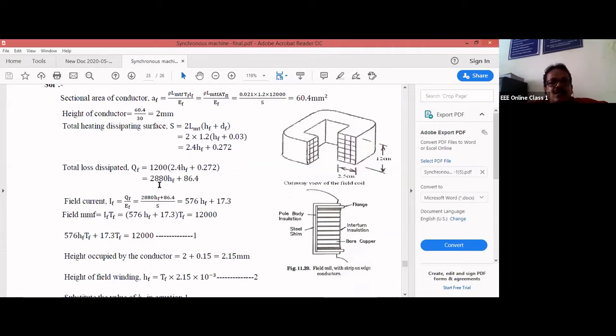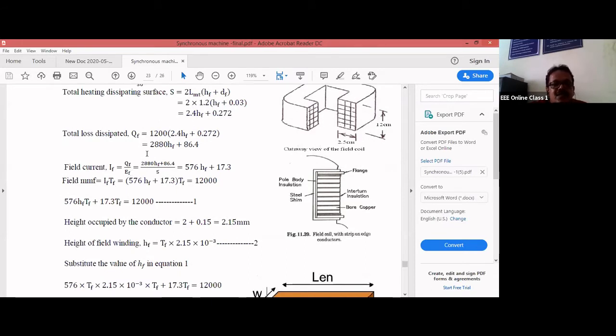Then what you got here? 2880 HF plus 86.4. That is the heat dissipating surface, the outer surface, top and bottom, that we consider here. Total loss dissipated QF is equal to 1200 into (2.4 HF plus 0.272), which gives 2880 HF plus 86.4. Also, field current IF is equal to QF by EF. Substitute for QF and solve this. What you got here? 576 HF plus 70.3.